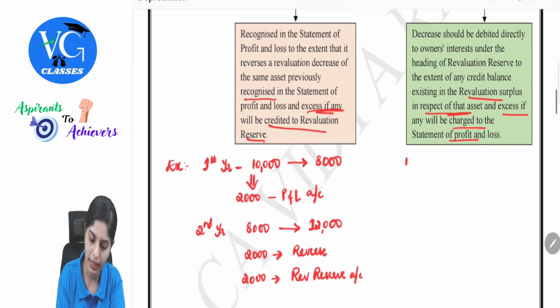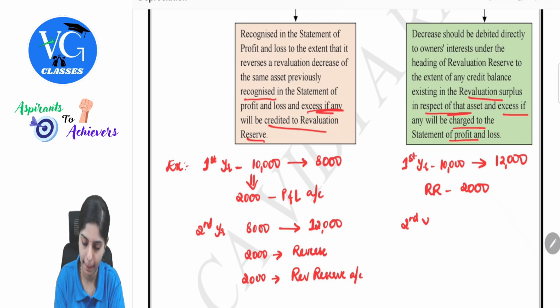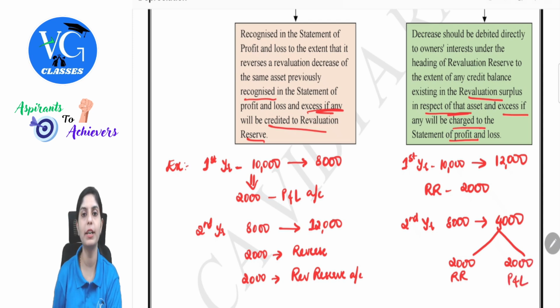Now, what does this say? Example, first year, my asset was 10,000, but in the market it is worth 12,000. So to revaluation reserve, you would be showing 2,000 extra. Second year, the asset value became 8,000. So in this case, what is the impact? 4,000 is the total loss. First of all, of this 4,000, 2,000 I will reverse from revaluation reserve, and the balance 2,000 I will take to the profit and loss account. I hope this was clear.